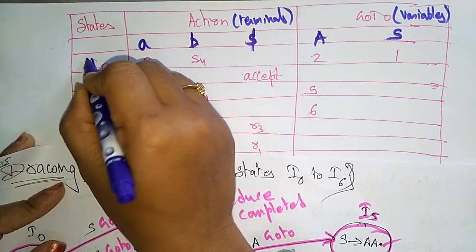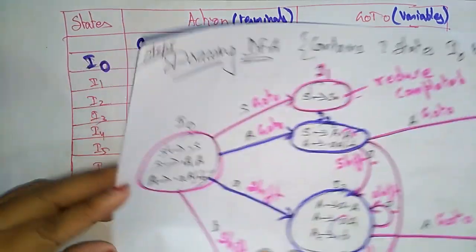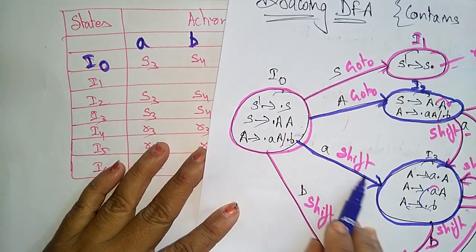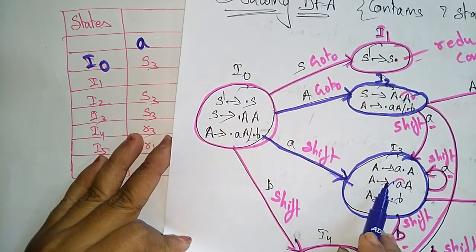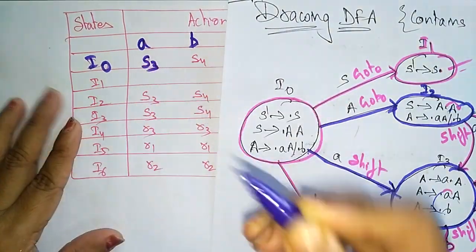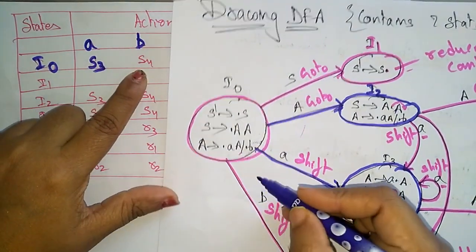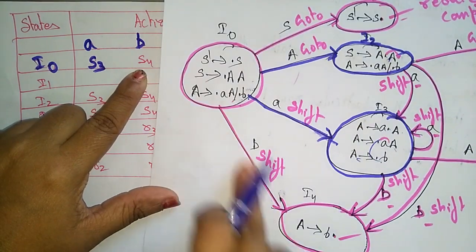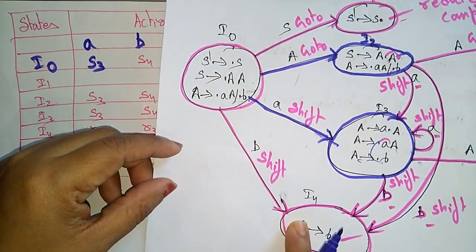Now let's construct the table. Let's take the first state, I0. In I0, a is the input. What is it doing? It is shifting to which state? I3. So you need to write S3. And I0 on b is going to the I4 state. It is shifting, so for shifting you write S4.